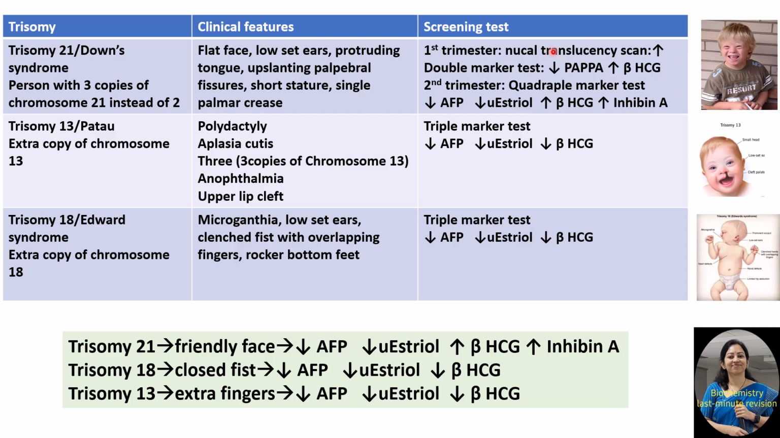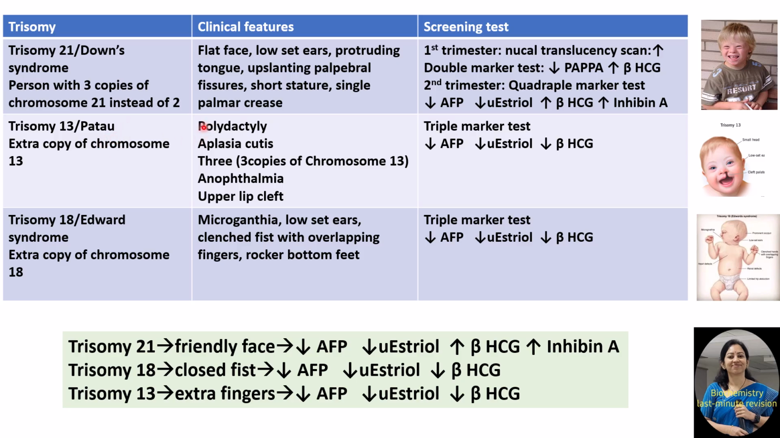You can do the scan, where the nuchal translucency is increased. Apart from that, in the first trimester we can do the double marker test, where there is decreased pregnancy associated plasma protein A and increased beta HCG. In the second trimester, the most sensitive is the quadruple test, where two parameters are decreased and two are increased. There is decreased alpha fetoprotein and urinary estriol, whereas increased beta HCG and inhibin A are characteristic markers for Down syndrome.